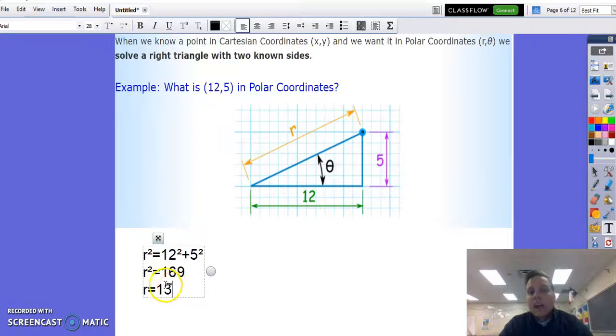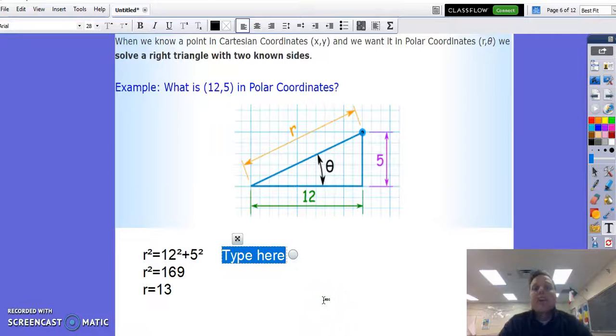Now, it technically could be a positive 13 or a negative 13. But since I know I went out to the right on my x, I want it to be a positive 13. If I had gone out to the left on my x, I'd want it to be a negative 13, because we've talked about how r can either be a positive directed distance or a negative directed distance. Okay?